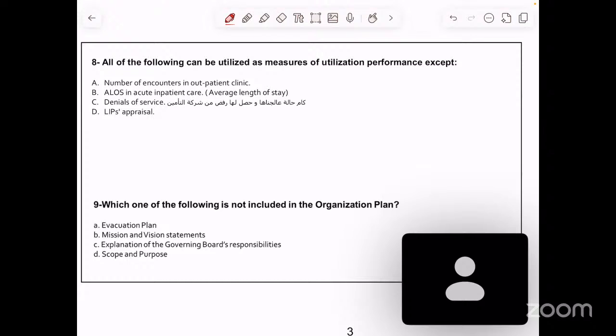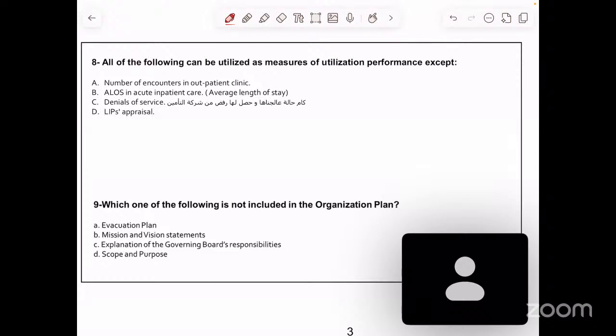Because this refers to... What is LIP? LIP stands for licensed practitioners. Yes, this is the correct answer. Because this one refers to evaluating the performance of individual healthcare providers, which is related to credentialing and competency assessment. So this is not directly related to utilization performance.